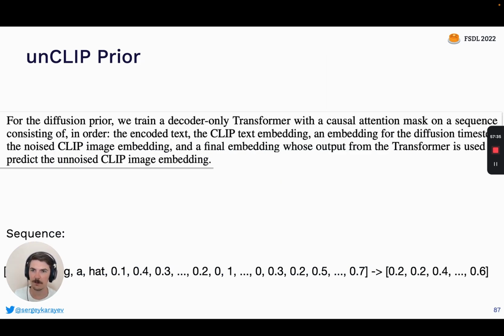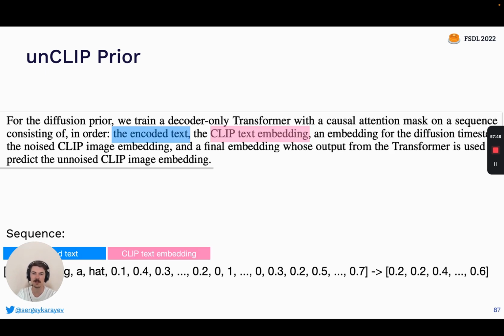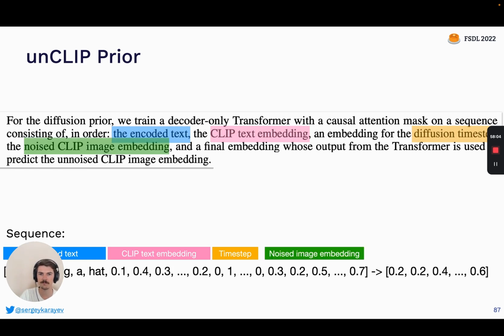It says for the diffusion prior, we train a decoder-only transformer. And then, okay, so I give you a sequence here. The first part of the sequence is the encoded text. And then the second part of the sequence is the CLIP text embedding. So we literally take the text, run it through CLIP, get the text embedding vector. Then we want to put in the diffusion time step, like what time step are we on? So we can encode that time step as a one-hot vector or some other way.